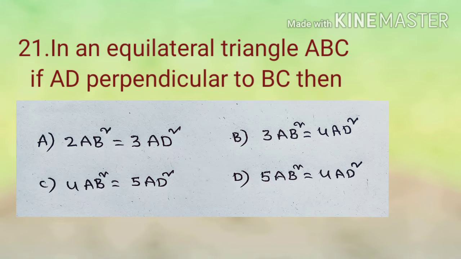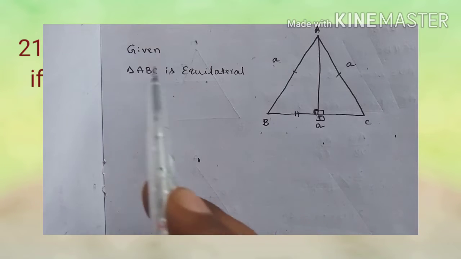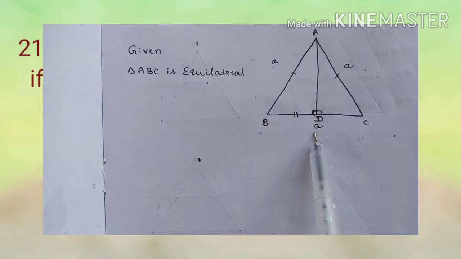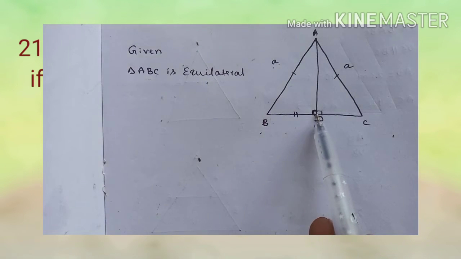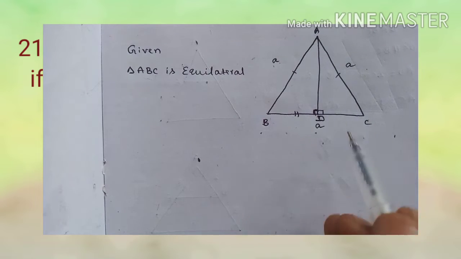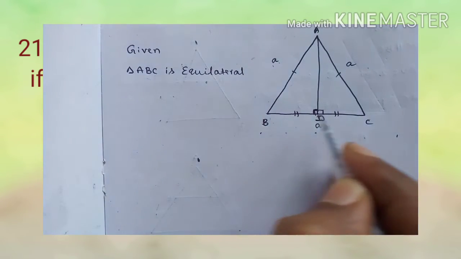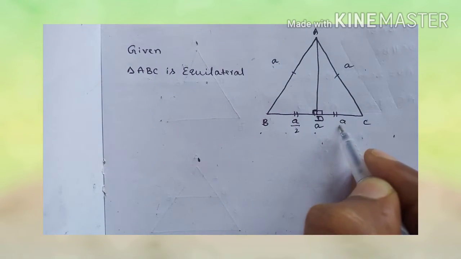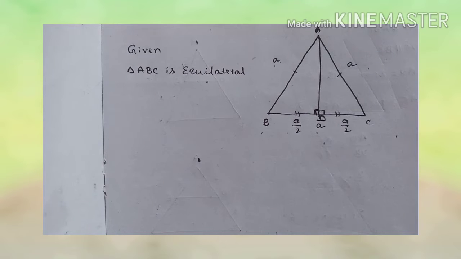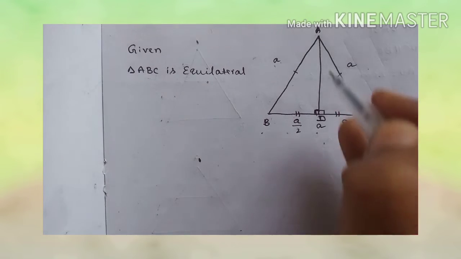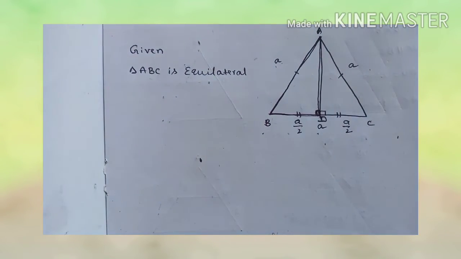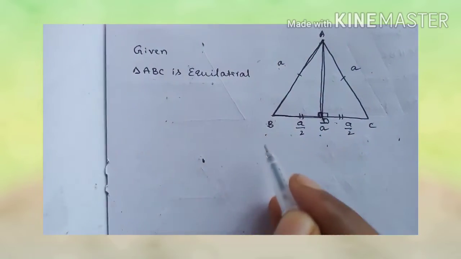In an equilateral triangle ABC, if AD is perpendicular to BC, then what? Given ABC is an equilateral triangle, so all sides are equal to A. AD is a perpendicular to BC that divides it into two equal parts. So the total is A, so this is A by 2 and this is also A by 2. We can apply the Pythagoras theorem for this right triangle, ADB.